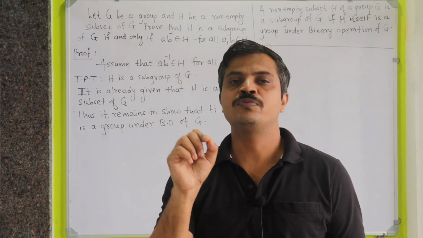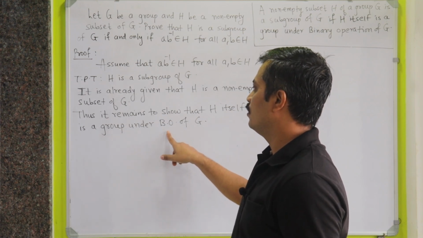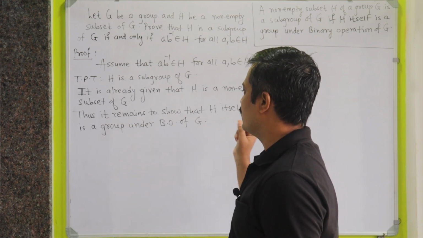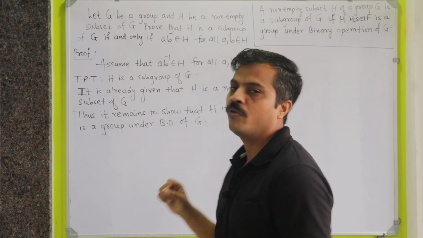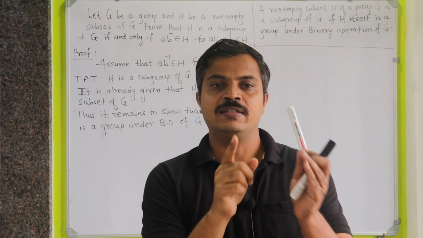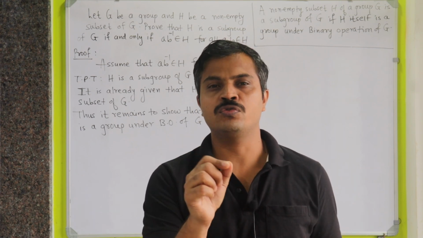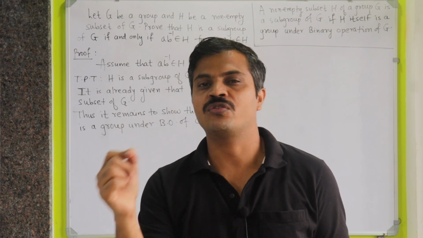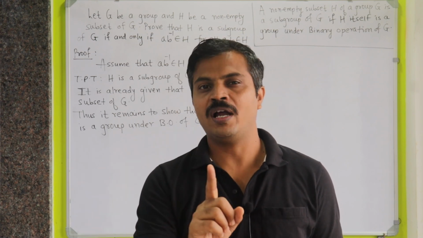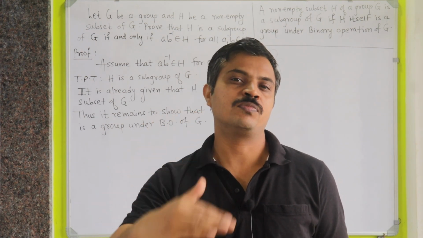Now we are supposed to prove that the binary operation of G is actually a binary operation of H. In other words, we have to show, take any two elements of H, A and B, and we have to show that A multiplied by B belongs to H. But this part we will do at last. So we will directly jump towards the properties.